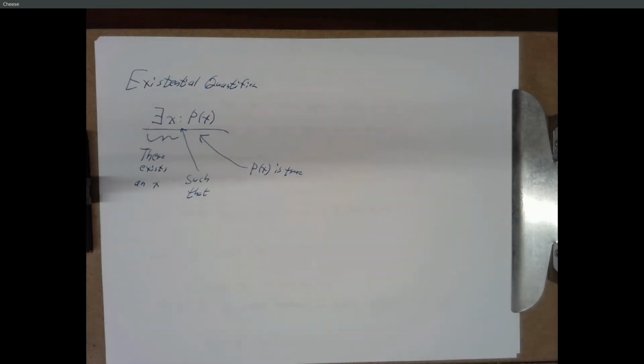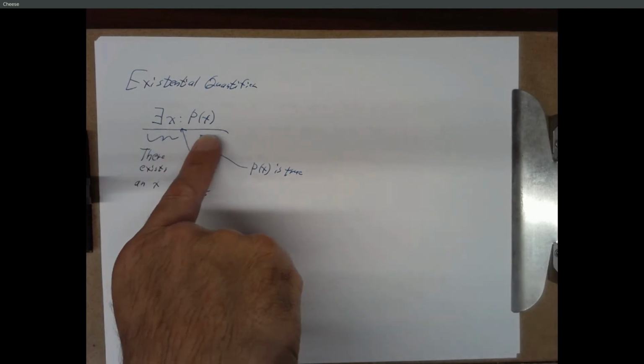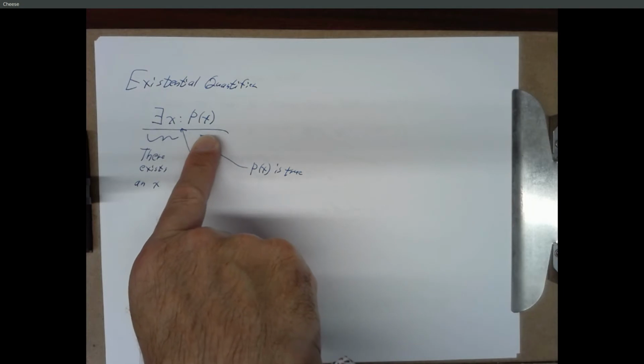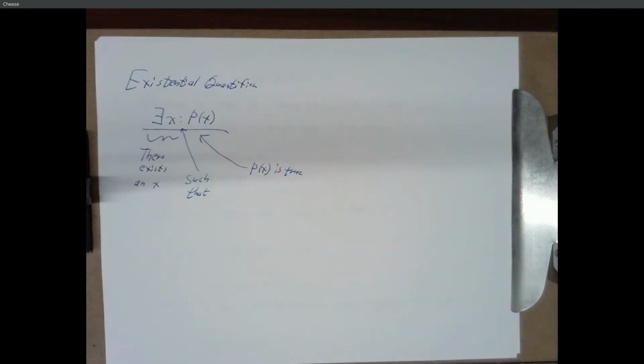So if P of x is the proposition x is bigger than 10, is this statement true or false? There exists an x such that P of x is true. All right, definitely. If x is 11, P of x is true. That's enough to say, yes, there does exist an x such that P of x.